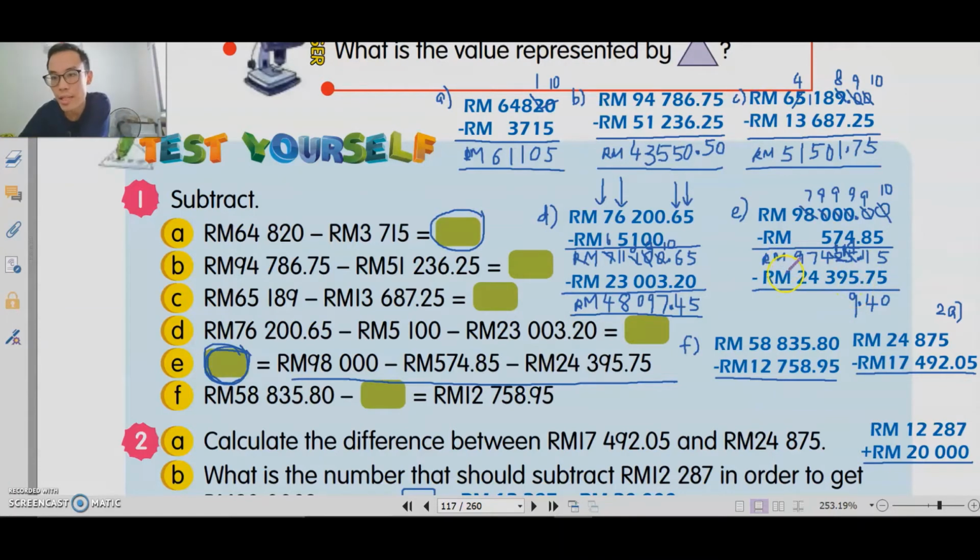1 minus 9, not enough again. So 1 plus 10 is 11. 4 minus 1 is 3. Okay, you always plus 10 and minus 1. 11 minus 9 is 2. 3 minus 3 is 0. 7 minus 4. 9 minus 2. And then RM. Don't forget.